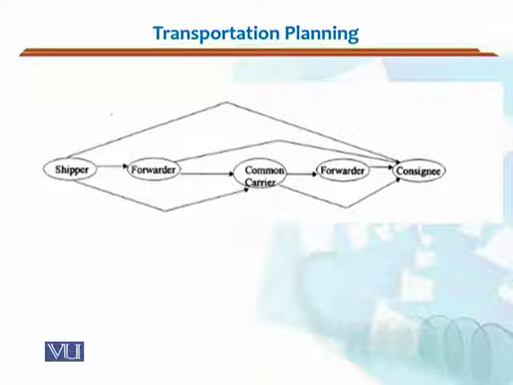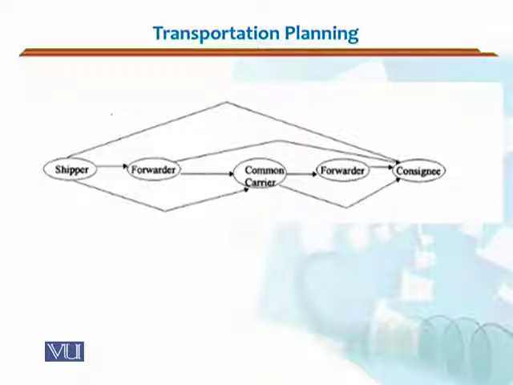Let us look at this diagram to understand why we need to plan transportation. Let's say we have a shipper, a forwarder, a common carrier, forwarders, and consignees. We can have a direct shipment from the shipper to the consignee. We need a transportation model for it as well, and the objective here would always be to minimize the total transportation cost. Or this could be an indirect shipment, as in transshipment models.